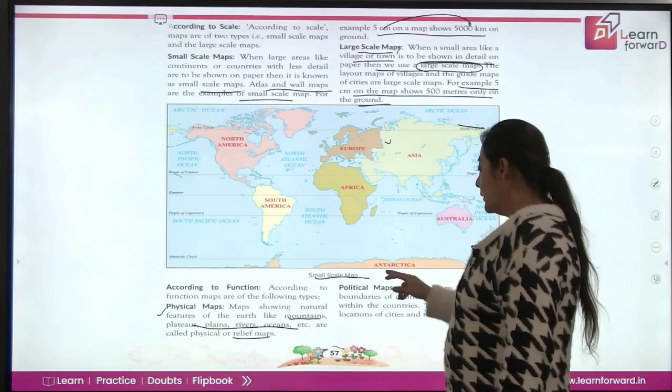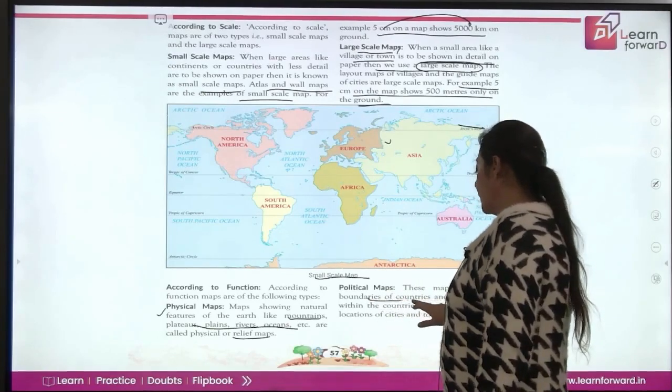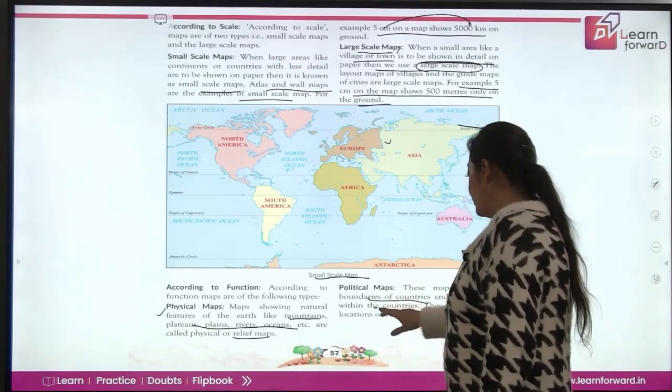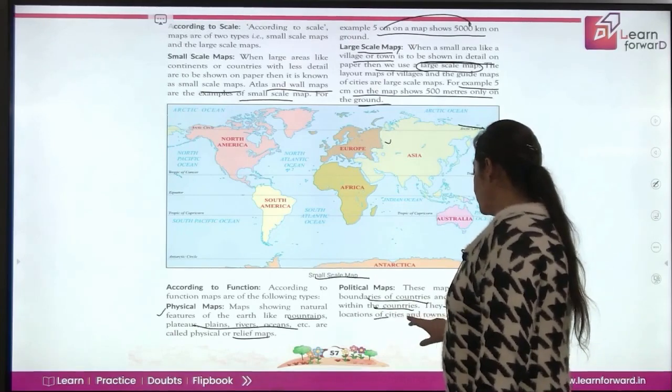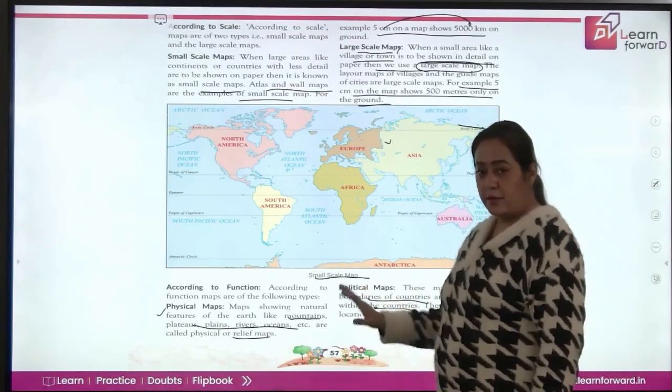But if we talk about political maps, they show boundaries of countries, states within the countries. They also show the location of cities and towns. So that is depicted in your political map.